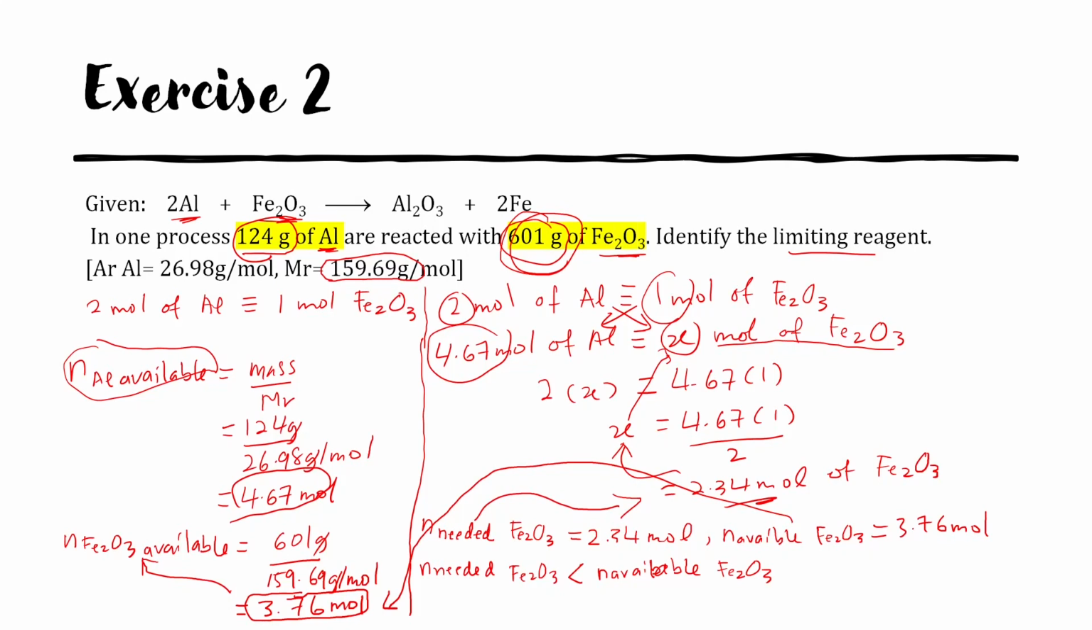Okay, if we were to imagine you are the Al, you are aluminium, and you are hungry, you are only able to eat 2.34 plates of rice, but what is available to you is 3.76. So how much will you eat? You will only eat 2.34. So you are the limiting reactant. You limit what is being consumed. So in this case, aluminium is the limiting reactant. Okay, so that's the calculation for it.